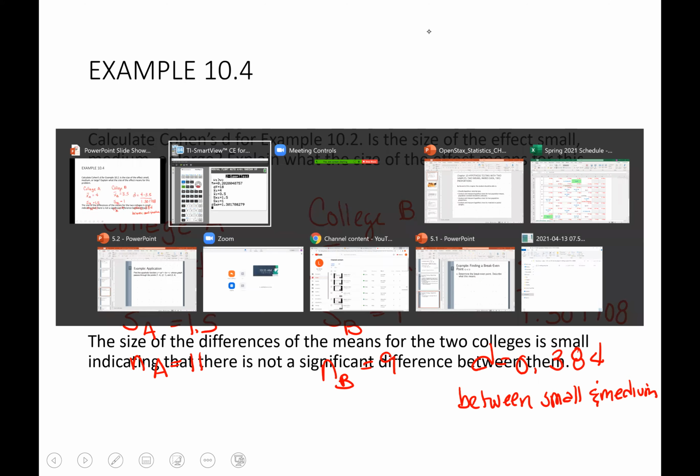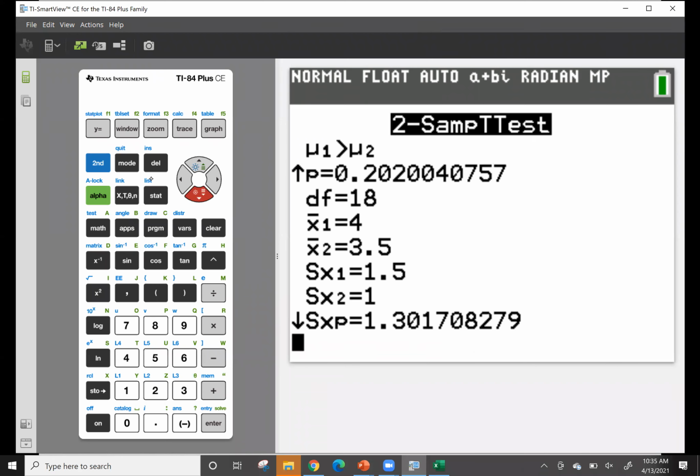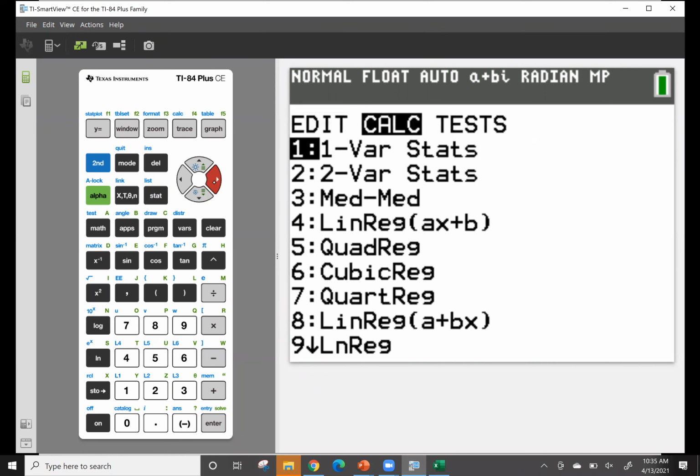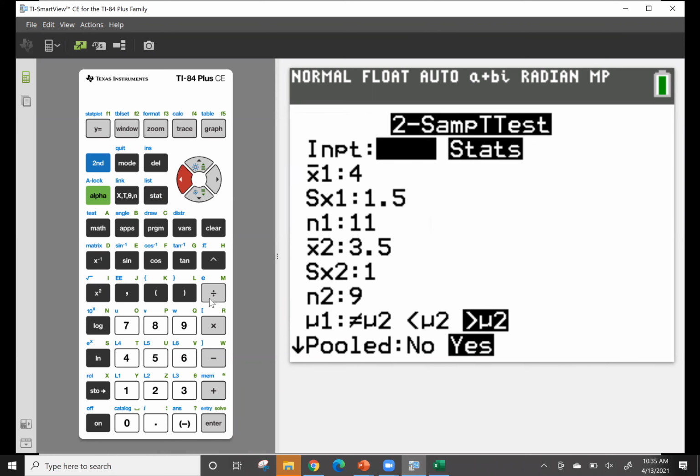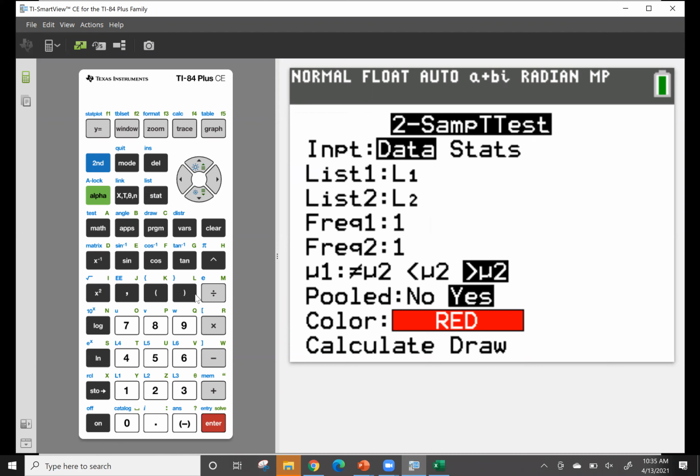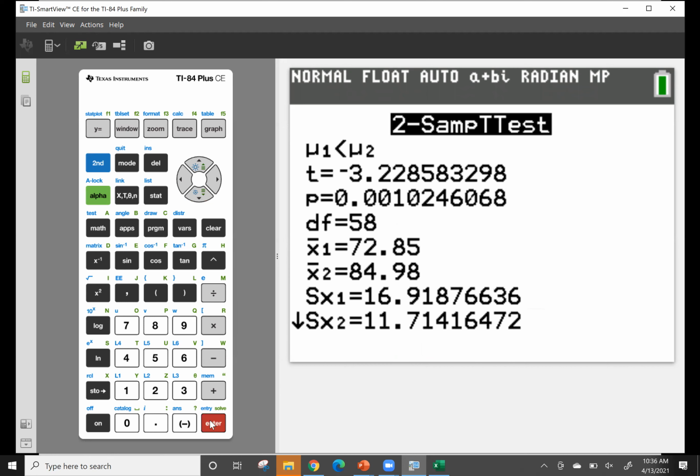Let's go back to our calculators, and let's go to stat tests and use the data. Okay, L1, L2. Our hypothesis test was less than, wasn't it? So make sure we get less than. We're going to pool it this time. We're going to calculate it. And it does give me the averages.